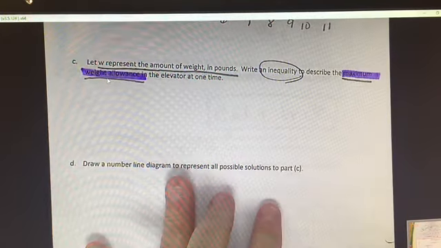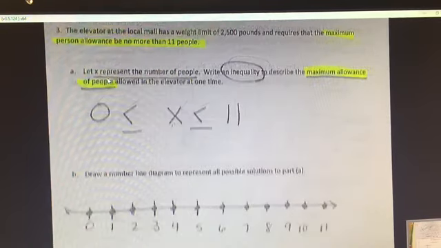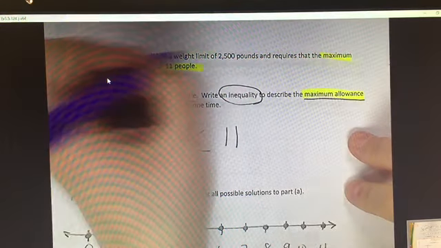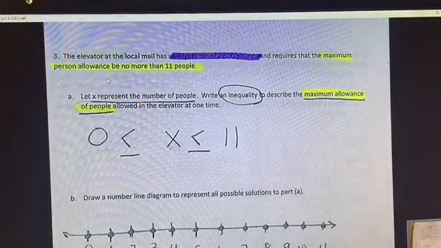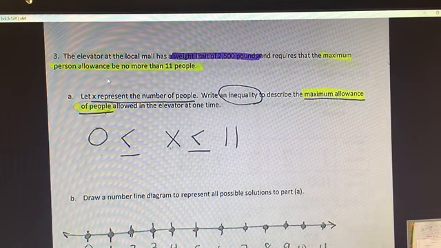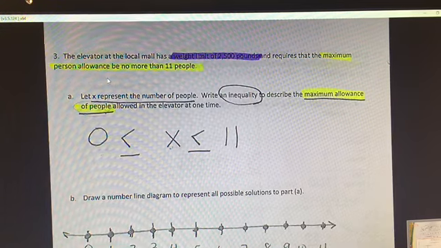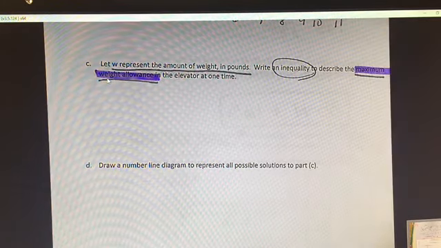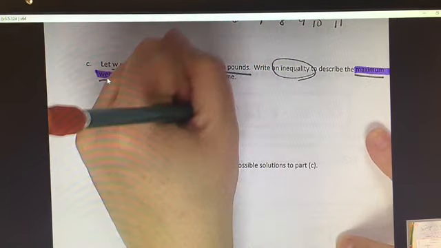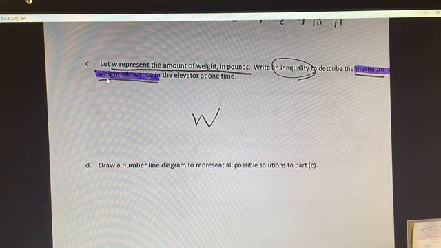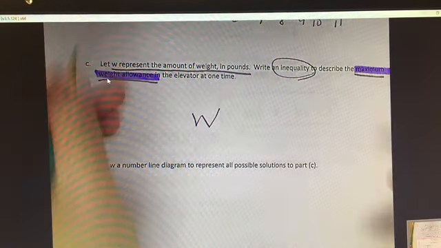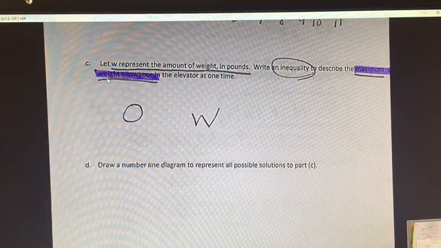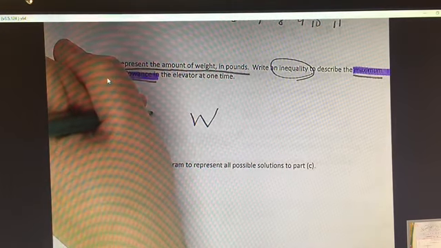And so we need to go back to the word problem. It says that the elevator at the local mall has a weight limit of 2,500 pounds. So we want to make sure those are the numbers that we are using for that problem, okay? So go back down here. Again, we're putting our variable in the middle, okay? So the weight of the elevator, if there's nobody in the elevator, it's going to weigh 0 pounds, correct? Okay, so our weight can't be less than 0.